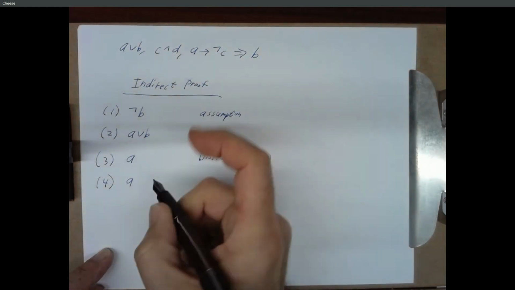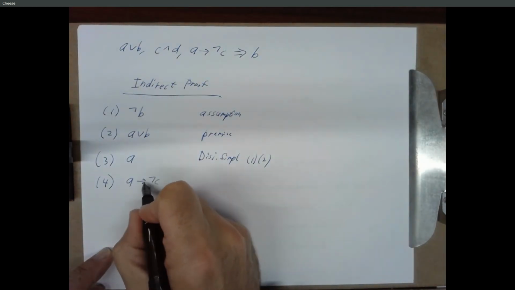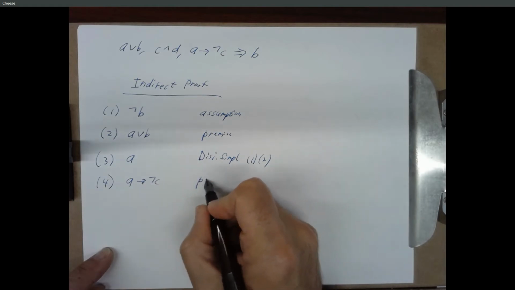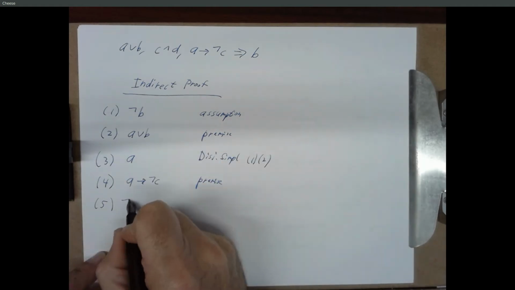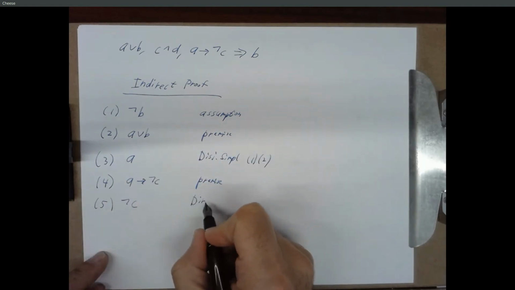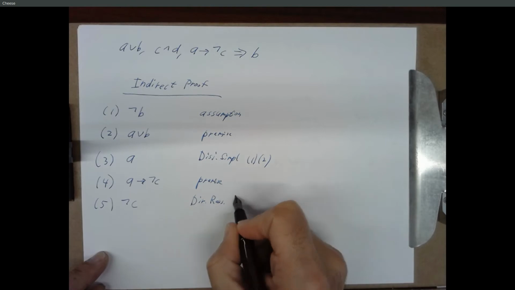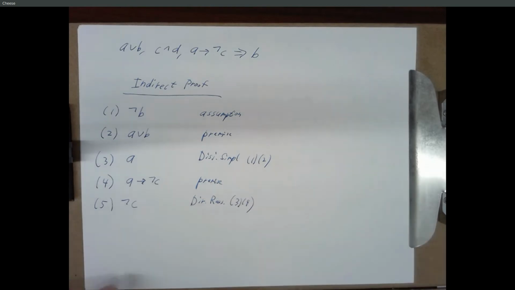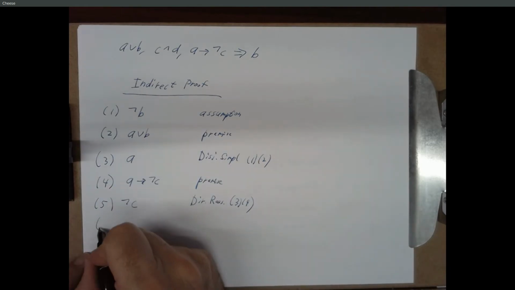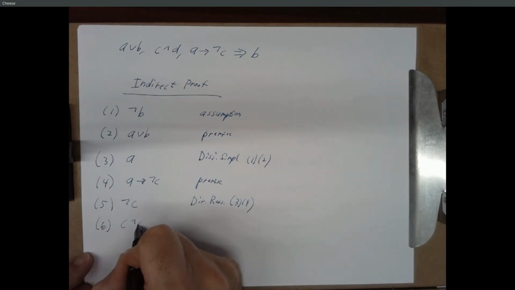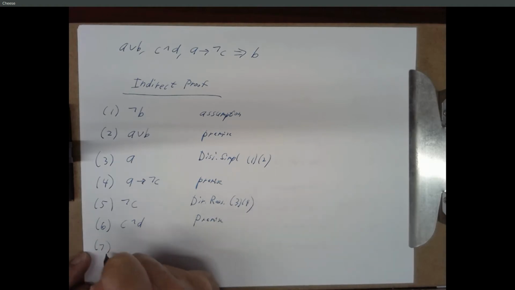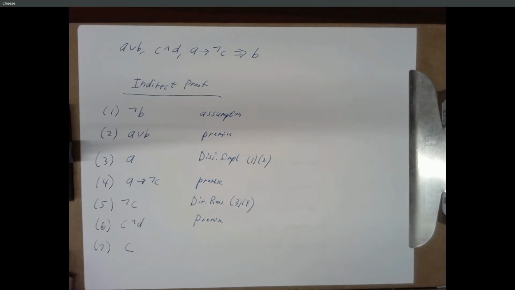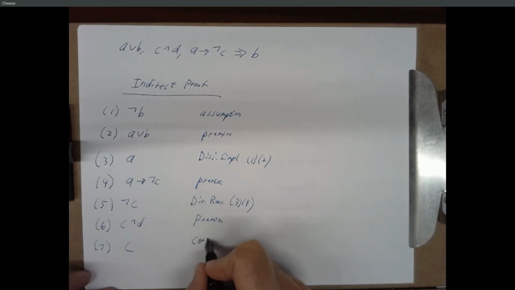And we know that A implies not C. Well, let's go ahead and state that. A implies the negation of C. That's a premise. And since A is true, that implies not C. That's direct reasoning. And now we're all set because we know C and D. That's a premise. And so we know C. And that's conjunctive simplification.